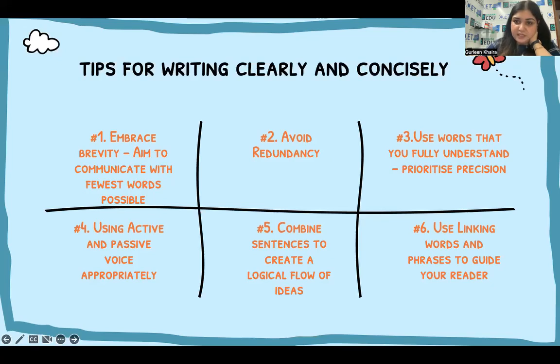The third one is using words that you fully understand, prioritize precision. Use words that have exact meanings, avoid words that convey generic information. Look for a word that conveys exact meaning. Then using active and passive voice appropriately. We'll discuss them in the class as well.